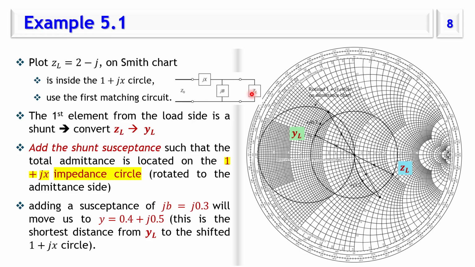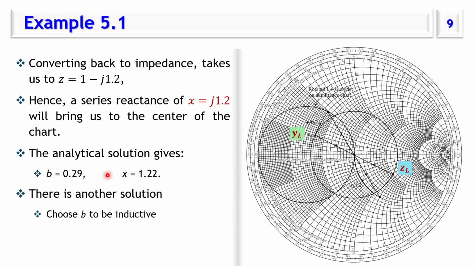As a comparison, when we do this using the analytical solution, you will find that b is equal to 0.29 and x equal to 1.22. Of course, the analytical solution is more accurate, but as I said, the Smith chart solution gives us insight. It makes sense of the procedures that we are following. You can think on a Smith chart and then make the calculation using the analytical method.